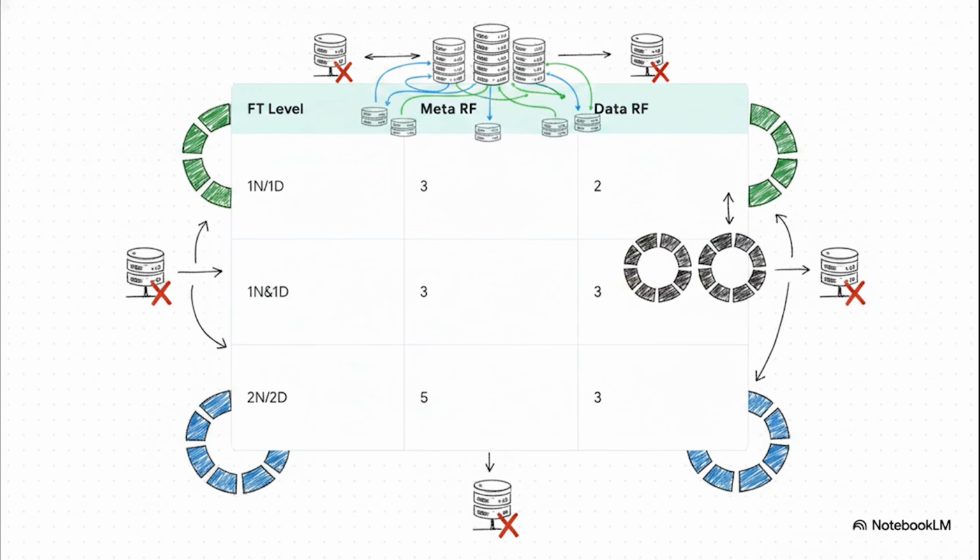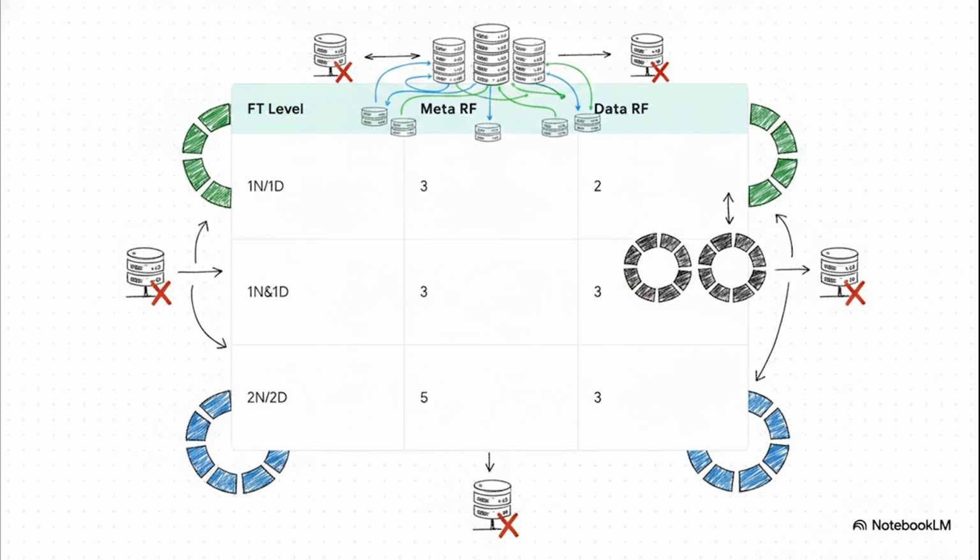Replication factor, or RF, dictates exactly how many copies of your data exist on the network at any given time. Notice that metadata is always more heavily protected than standard user data. For a cluster to survive 2 simultaneous node or disk failures, often noted on the exam as a 2N/2D cluster fault tolerance, the underlying user data requires a replication factor of 3. However, the metadata requires a replication factor of 5.